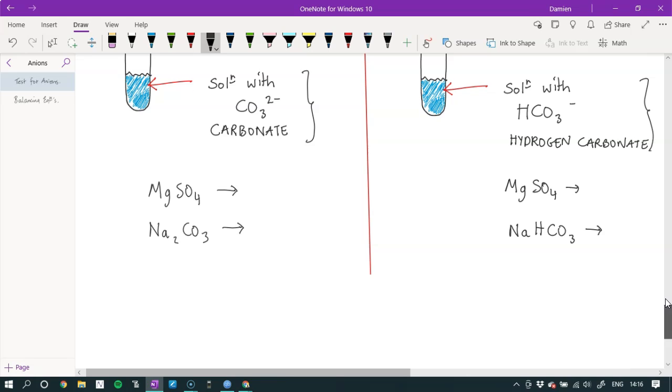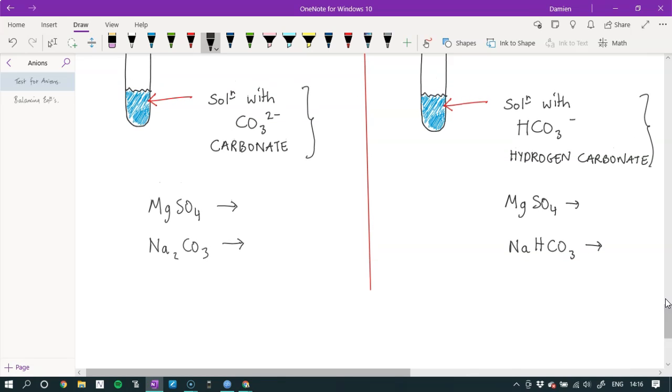So let's have a look at what each one will give. The magnesium sulfate is going to produce Mg2+ ions. It'll also produce SO4 2-, but we're not interested in that at the moment. And then the carbonate solution is going to produce CO3 2- ions. Of course, those two will react. Mg2+ plus CO3 2- is going to produce MgCO3, which is a precipitate, and this is insoluble.